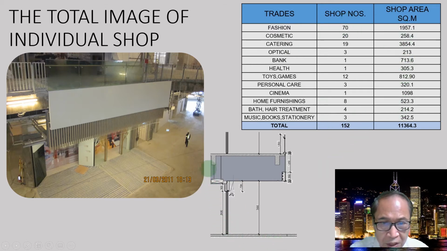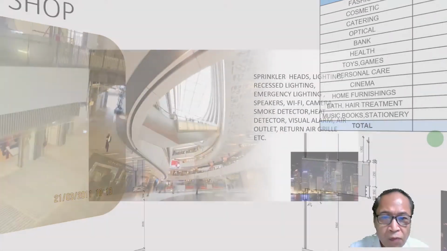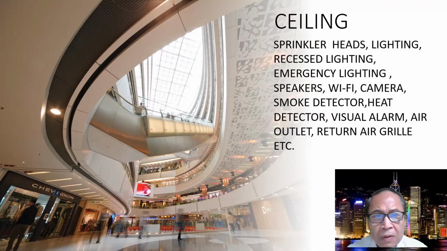This is a typical section of a retail shop. This is the air conditioning duct and the door. This is the lighting. The ceiling: you see, we show the ceiling. Mostly this grille is for the air conditioning. There is a whole lot of things on the ceiling that we have to integrate.